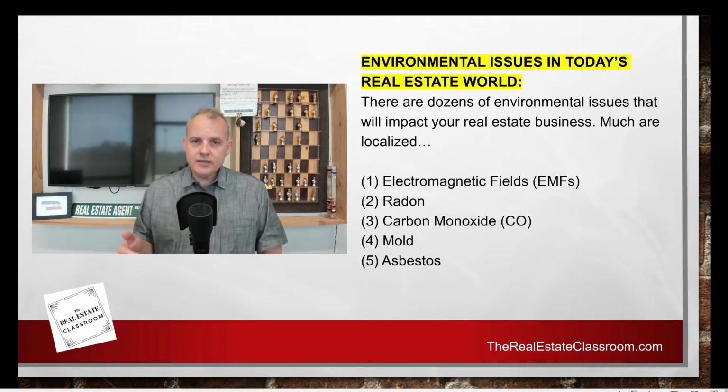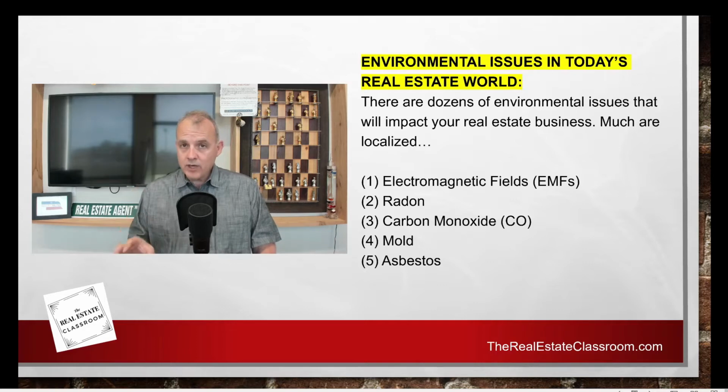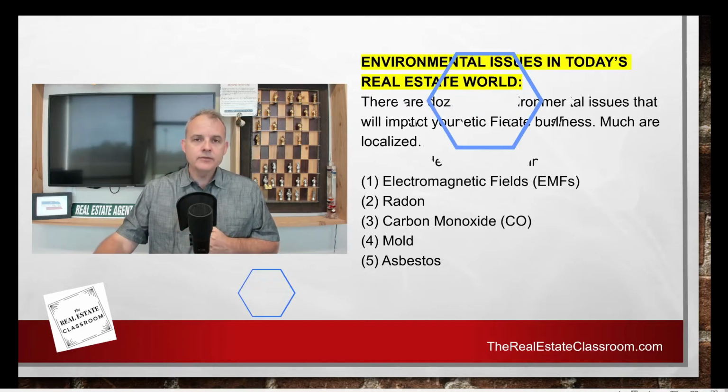Now, again, in today's video, we're going to discuss 5 environmental issues that you have to be aware of. We're not going to discuss any specific state or federal laws regarding these because you really don't need to know them for your exam, but we have to know about these environmental issues because they are very prominent in our business. They are electromagnetic fields, radon, carbon monoxide, mold, and asbestos. So let's look at the first one, electromagnetic fields.